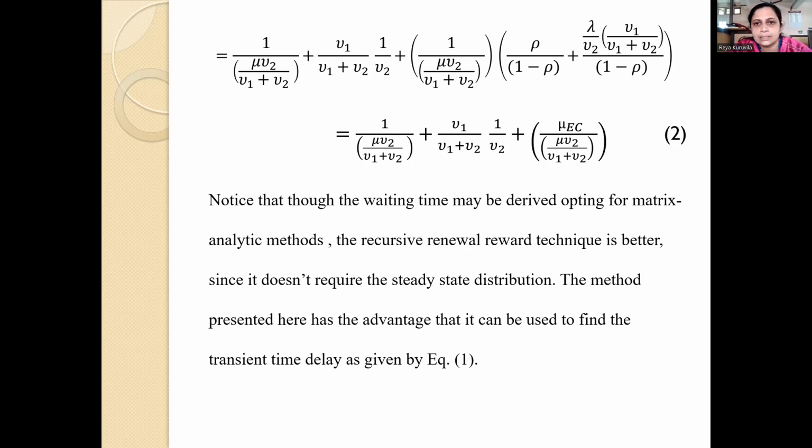Notice that though the waiting time may be derived by opting for matrix analytic methods, the recursive renewal reward technique is better since it doesn't require the steady state distribution. The method presented here has the advantage that it can be used to find the transient time delay, as given by equation 1 in the previous slide.